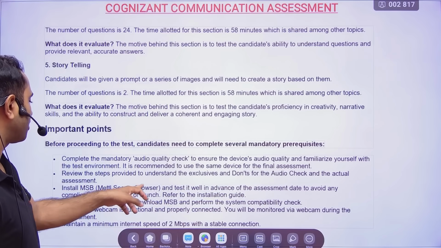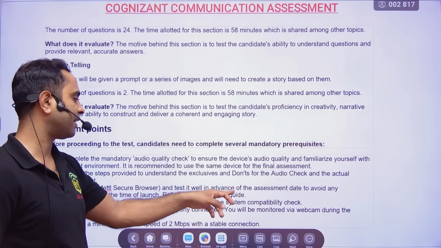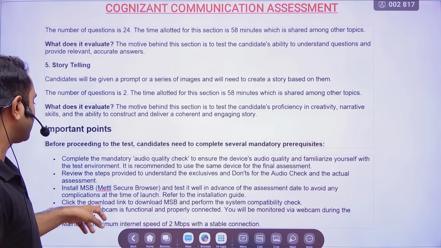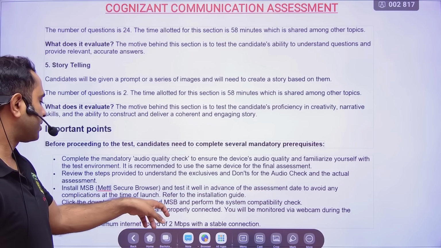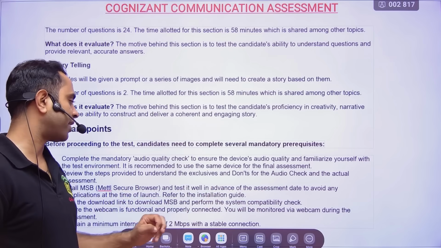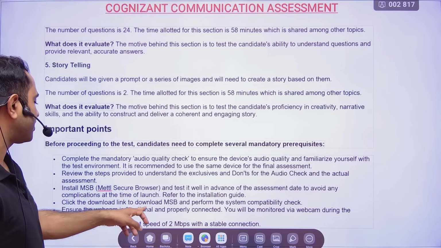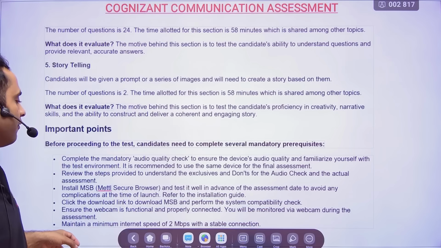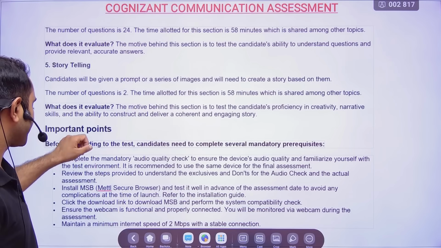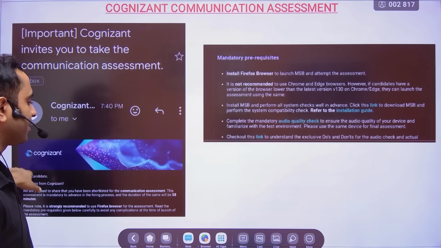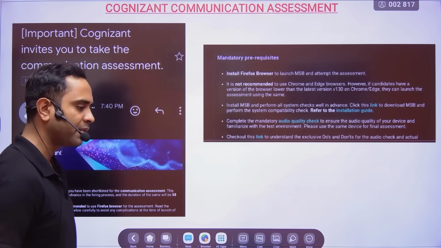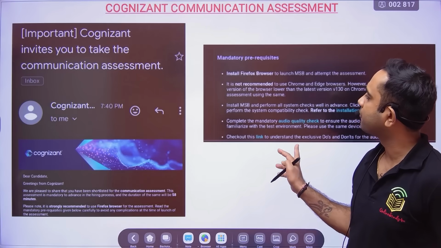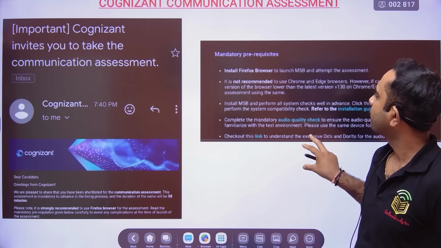Install the Metal Secure browser and test it well in advance of the assessment date to avoid any complications at the time of launch. Click the downloaded link to download MSB and perform the system compatibility check. Ensure the webcam is functional and properly connected. You will be monitored via webcam during the assessment. Maintain a minimum internet speed of 2 MB with a stable connection. So this is how you will be getting the communication round email. Cognizant invites you to take the communication round. Install this MSB Metal Secure browser.